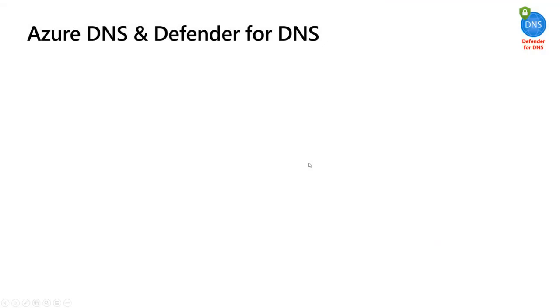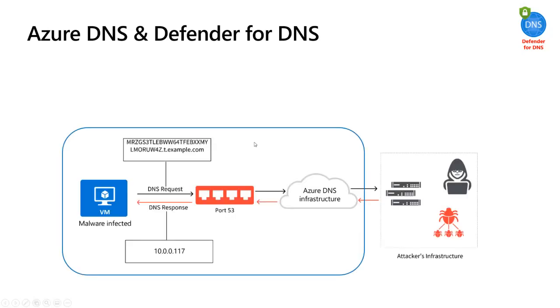Awesome. Okay, so now we're going to talk about Defender for DNS. Before we do that, let's start by first understanding how Azure DNS works, and then we can understand how it's used by attackers in a typical Azure environment. When an Azure resource tries to access an external host by using a domain name, this domain name must first be translated into an IP address. And it's the Azure DNS infrastructure that does that.